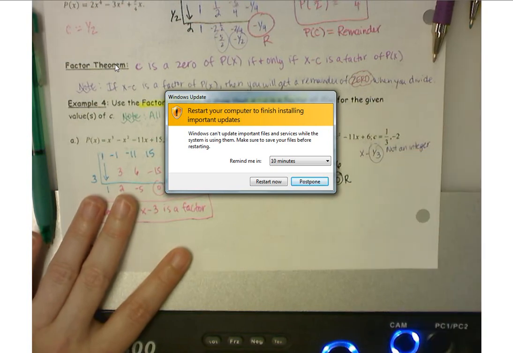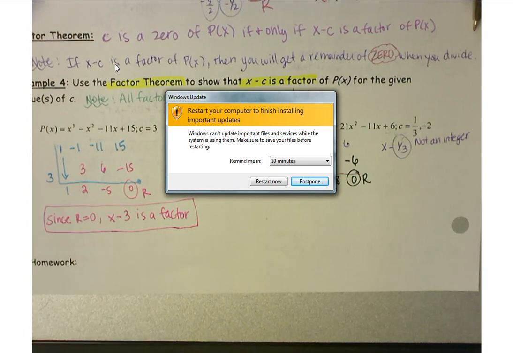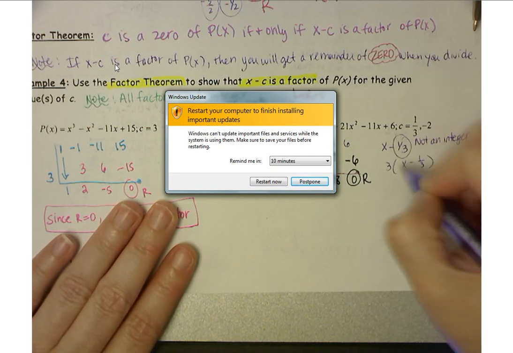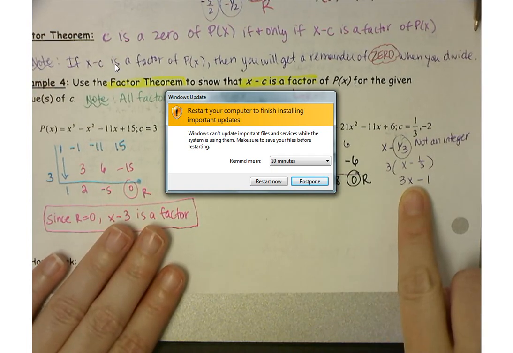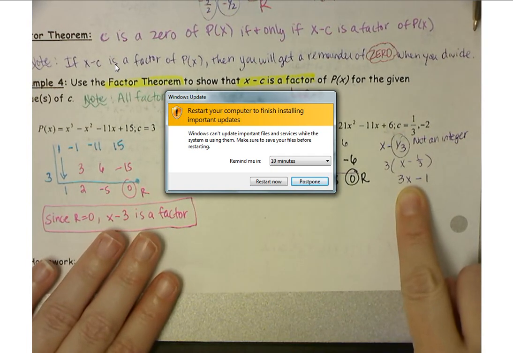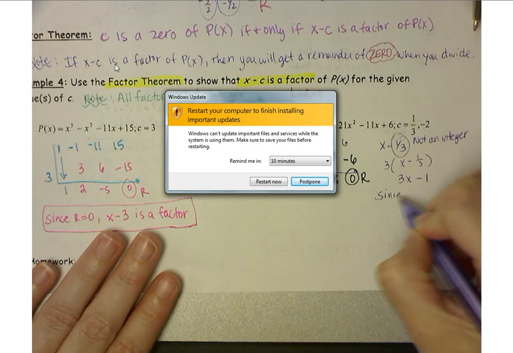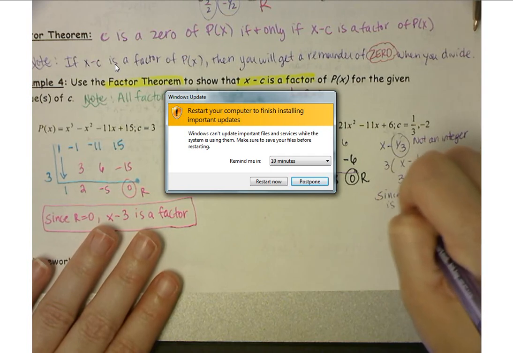Do any of you have ideas on how to do it? Yeah, right? So basically what you're going to do is just multiply by the denominator. So what's the denominator of 1/3? 3. So if you multiplied 3 by x minus 1/3, you would get 3x minus 1. That's going to be your factor. If you set 3x minus 1 equal to 0, would you get 1/3? Yes. Okay, so since your remainder is 0, 3x minus 1 is a factor.